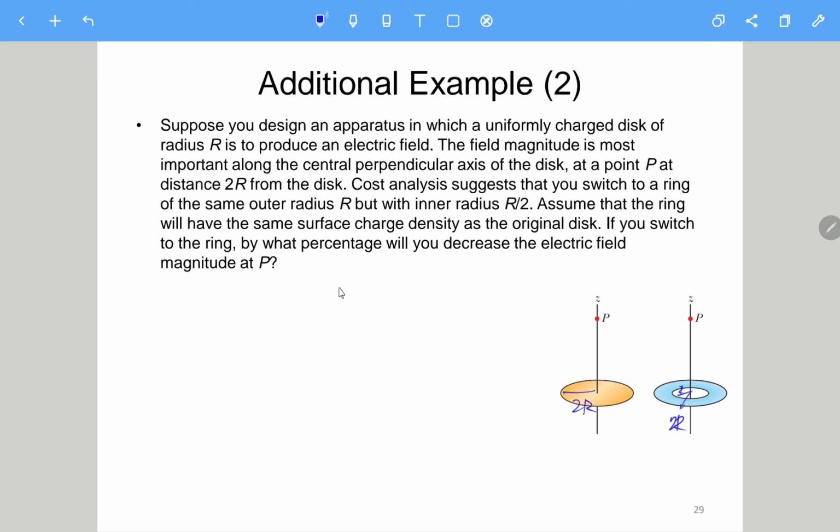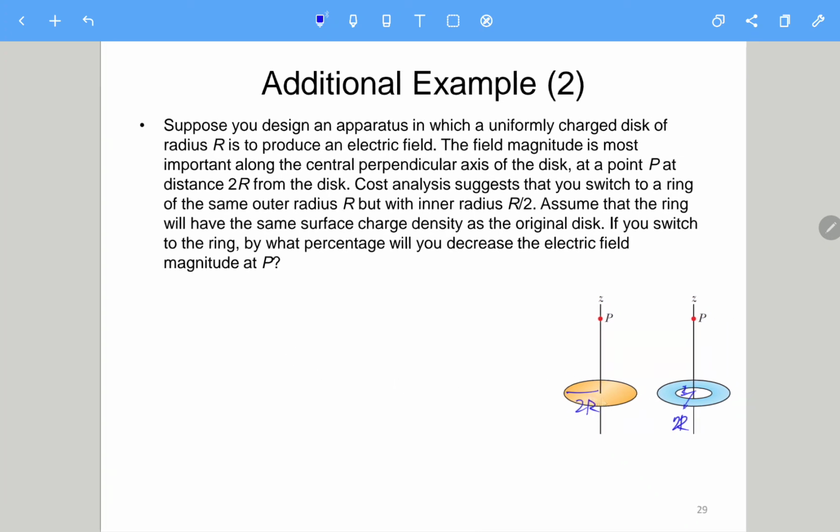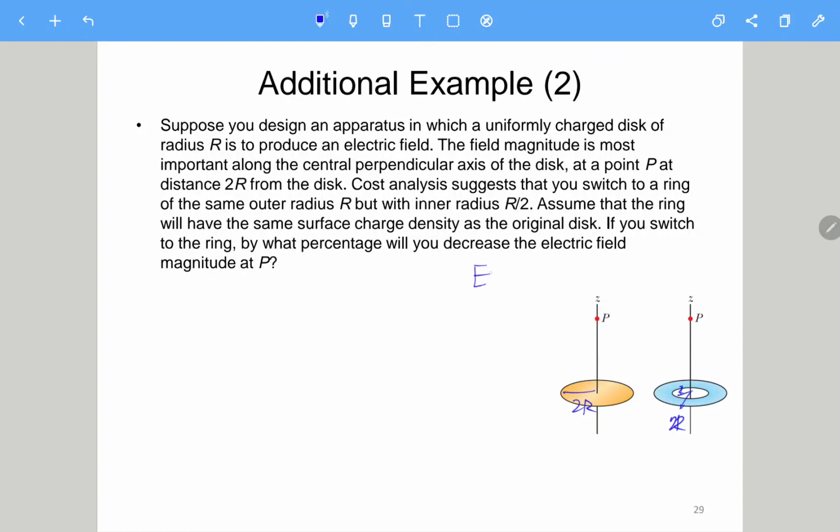Okay, so if you still remember, the E field generated by a charge disk should be something like E equals sigma over 2 epsilon naught times 1 minus z over the square root of z squared plus capital R squared. Actually you don't really need to remember, because it will be provided to you during the quiz or exam. Okay, so maybe we call this one A.